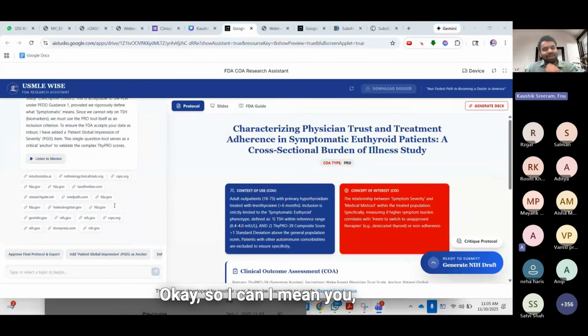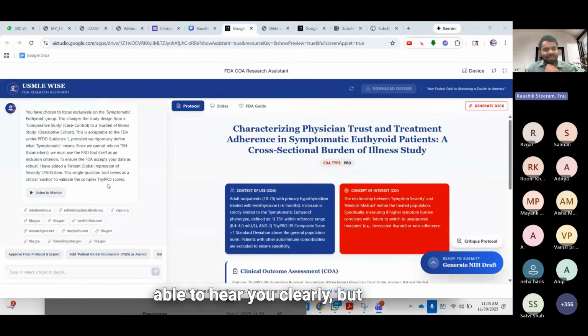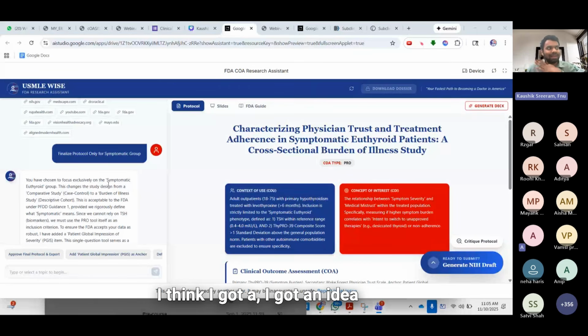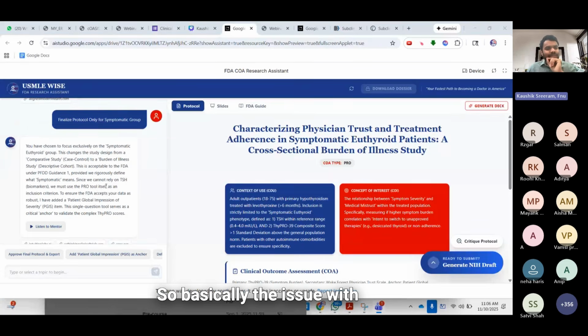Okay, for some reason I was not able to hear you clearly, but I think I got an idea of how I trained this model. So basically, the issue with ChatGPT is simple: it assumes that you know what you're doing. Then I was like, okay, how do I make it more structured with respect to what questions need to be asked? So I came up with a way where I told it, okay, this is the format that we want.